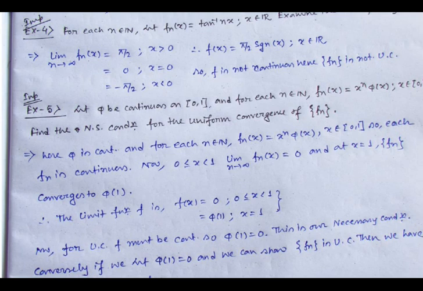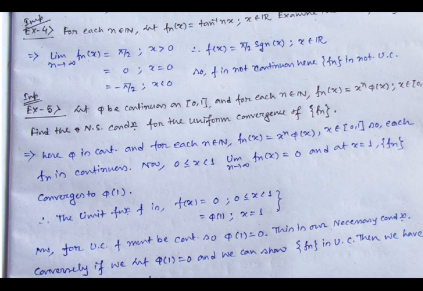A function phi is a continuous function on the closed interval [0, 1], and for each n belonging to the natural numbers, it is given f_n(x) equals x to the power n into phi(x). We have to check the necessary and sufficient condition for the uniform convergence of the sequence of functions f_n. So first of all, how do we get the uniform convergence criteria? Simply we have to check the pointwise convergence. According to the pointwise convergence, we get some condition on the function phi.